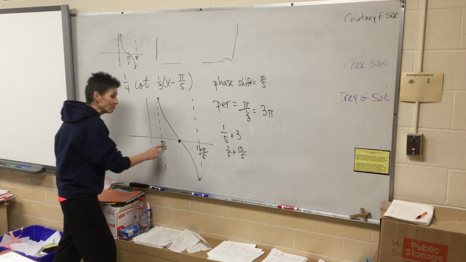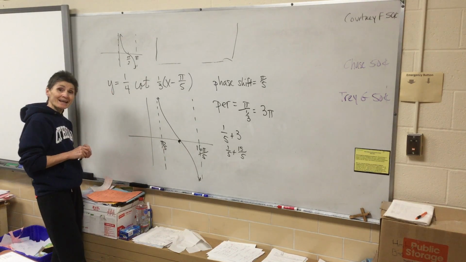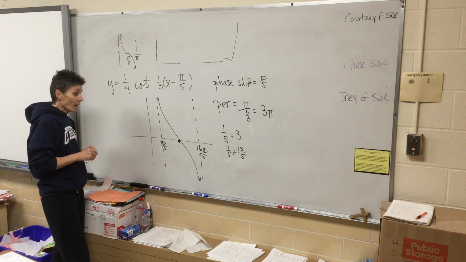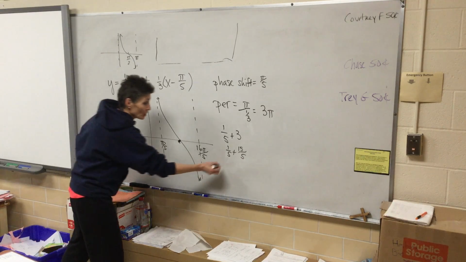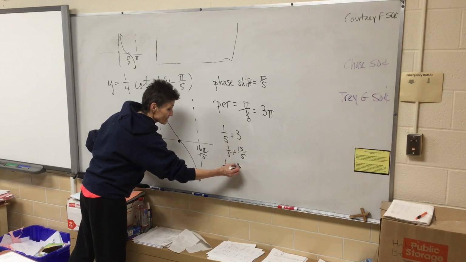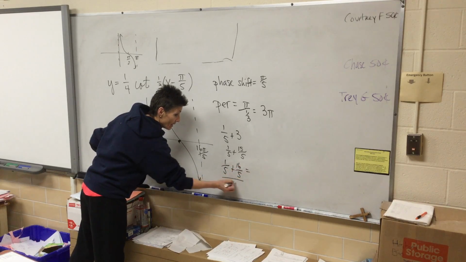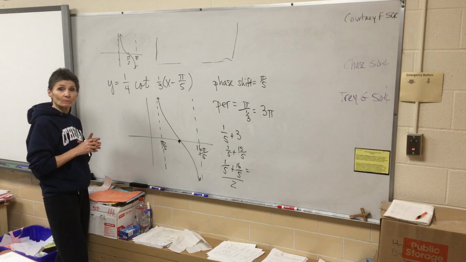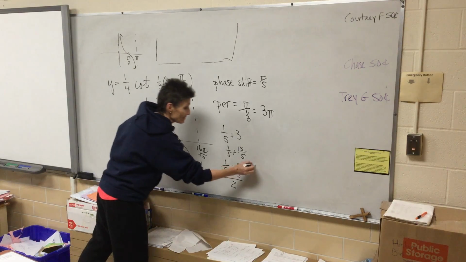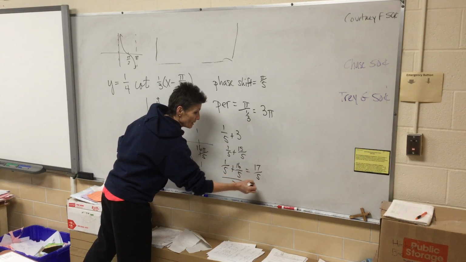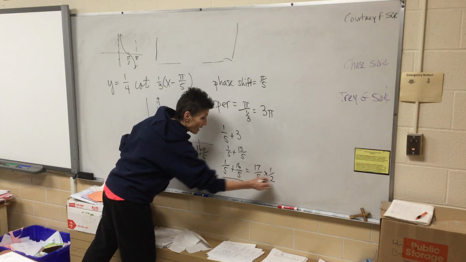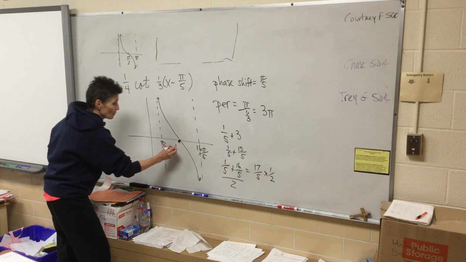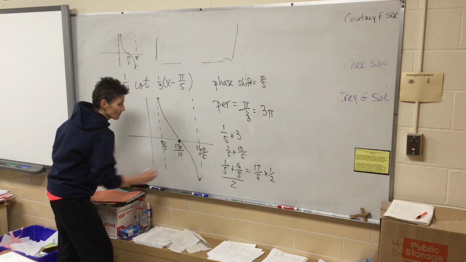Now, I need to be halfway in between 1 and 16. So I am going to average 1/5 and 16/5. And when I average, I add them and divide by 2. So that's 17/5 divided by 2, or times 1/2. So this is 17 pi over 10.